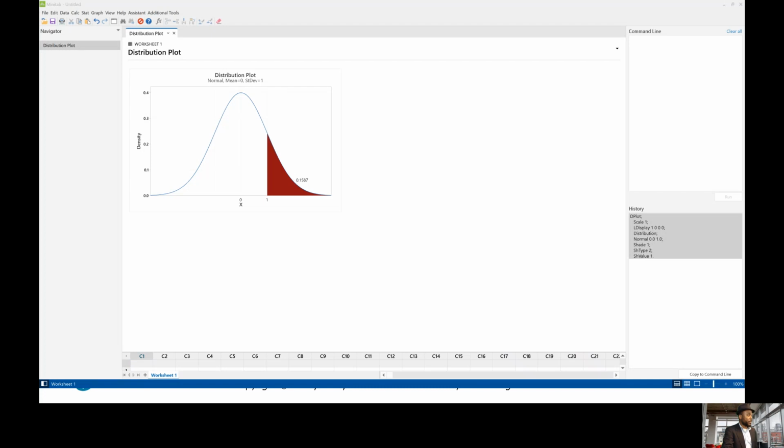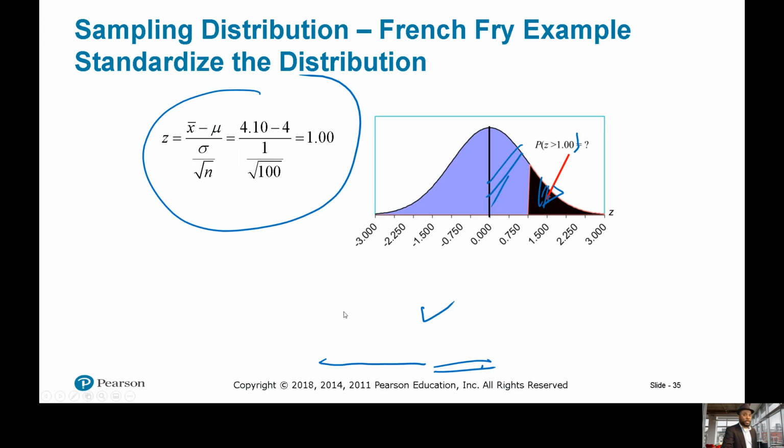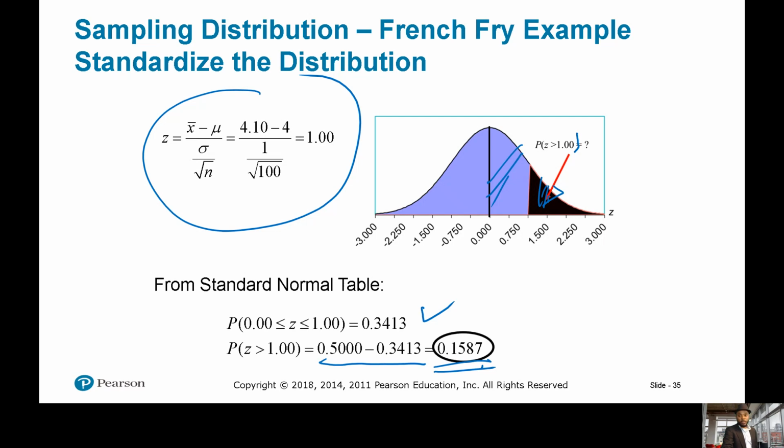Now let's go back to the Word document. What was our solution? We're looking for this area, and we used the standard normal distribution table. What we got is the same thing, 0.1587. So that's how you can use the table, or you can use Minitab.